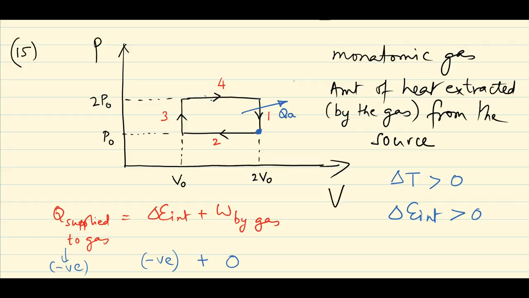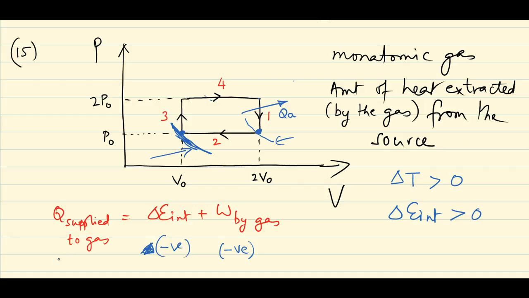Now let's look at step number 2. So step number 2 is an isobar, and you see that the volume of the gas is decreasing during step number 2. So obviously the work done by the gas is negative. Now if you look at the isotherms passing through the initial point and the final point, this one, you see that the temperature is decreasing because the gas is going from a higher isotherm, this one, to a lower isotherm, this one. So delta E internal must be negative.